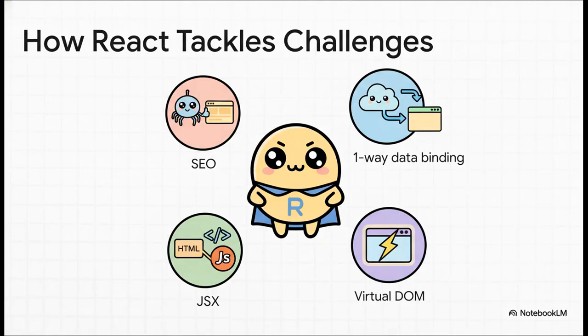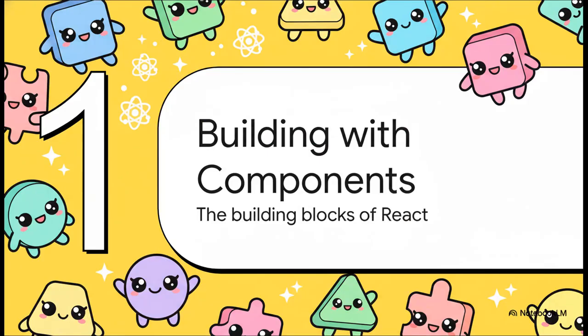And this whole approach just completely tackles those old problems head on. That messy data flow, gone, replaced by a really predictable one-way data binding. The slow updates, solved by the virtual DOM. It even introduced something called JSX to make the code easier to write, and as a bonus, it helps with things like SEO.